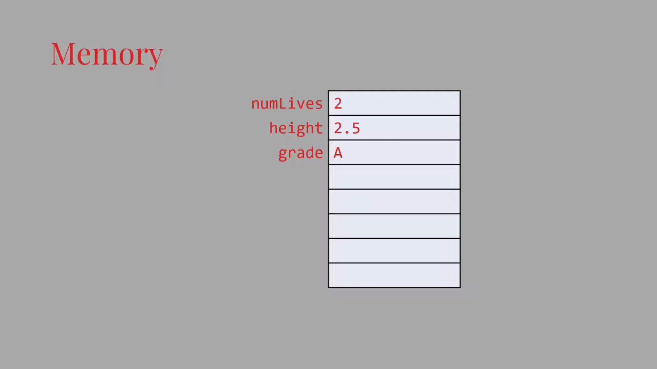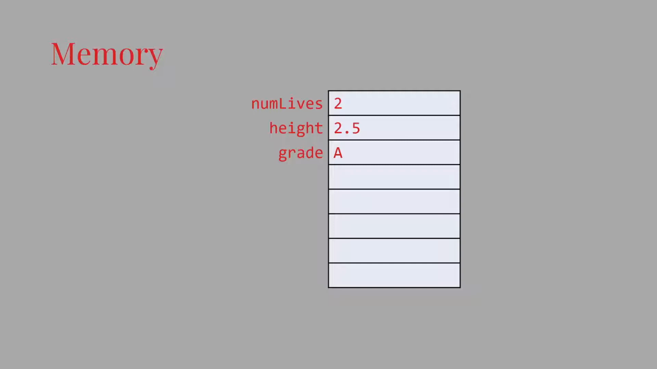The next thing we need to know about variables is that they need to have types. The type of a variable tells us what kind of data is stored in each variable. In this case, numLives is an integer, a whole number. Height is something we call a floating point number because it has a decimal point in it. And grade is a character.